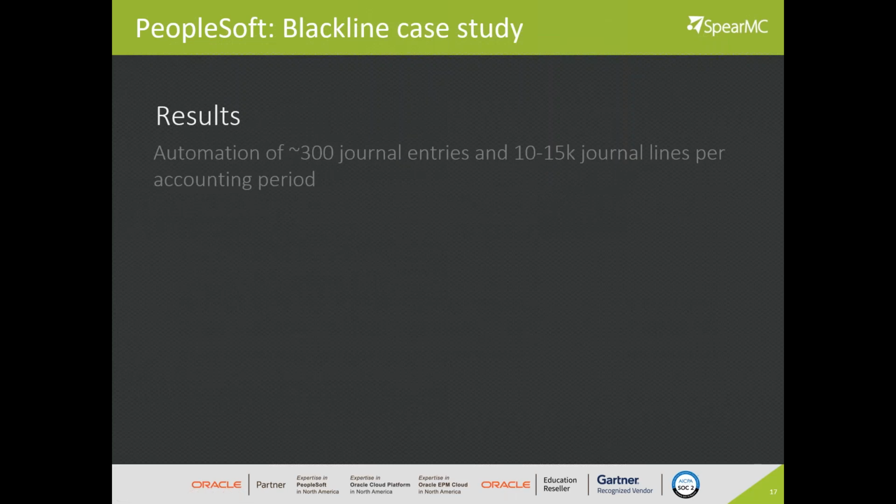So the results were pretty impressive, even to the members of the core team, to see the volume of intercompany transactions that we were able to capture, and capture them hands-free, with no additional manual effort. We were able to automate about 300 journal entries per month, and even with summarizing like chart field combinations, that was 10 to 15,000 journal lines every month. So it was pretty impressive. It was a huge volume, and we would not have had the hands to do that manually.